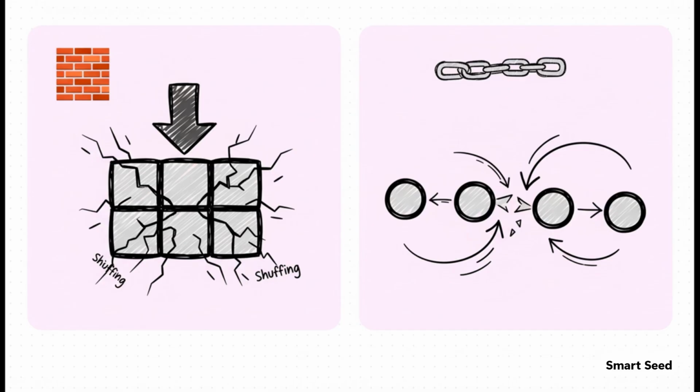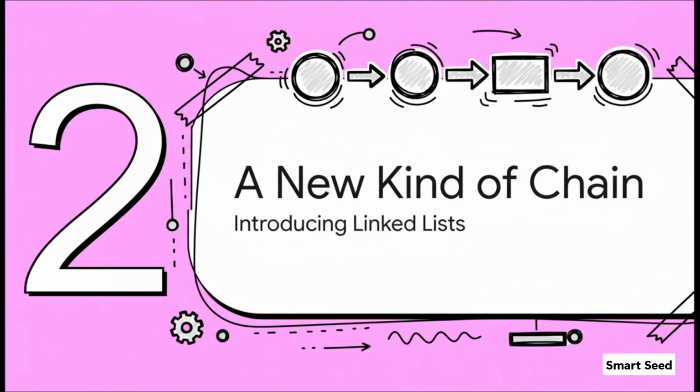What we really need is something more flexible, right? Something dynamic that can grow and shrink on the fly, where we can pop things in and out without all that drama. And that is where our hero of the day comes in, the linked list. It was literally invented to solve exactly these problems. It's a whole new way of thinking about how to chain pieces of data together.